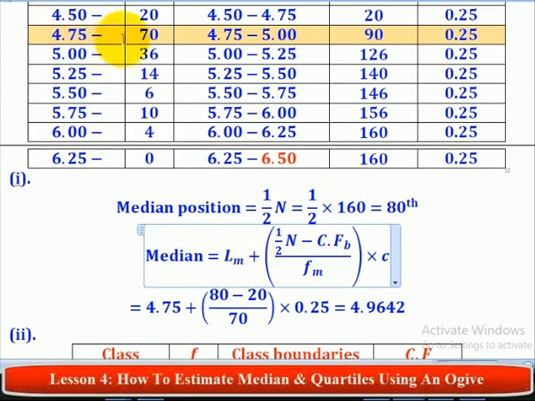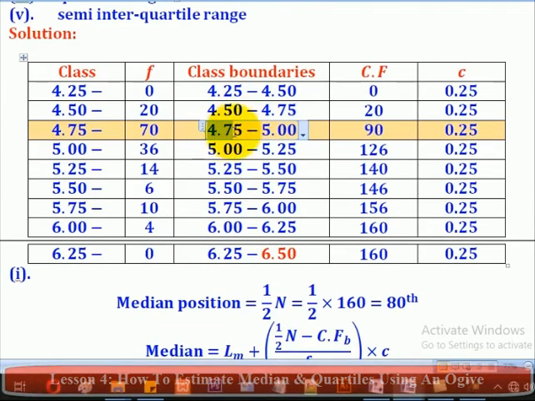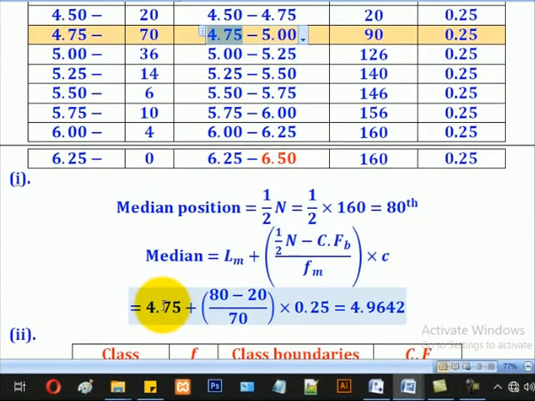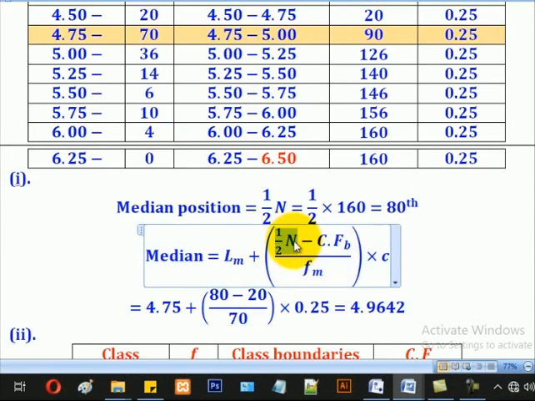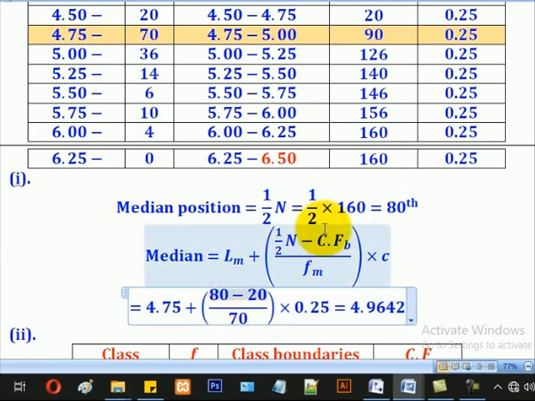So if this is the median class, go to the column of class boundary. Now this is the lower class boundary of the median class, so our LM will be 4.75. Then plus, in brackets, a half n. This one denotes the position of the median class, which is 80. Now you put your 80 there, minus CFB, a symbol to denote cumulative frequency before the median class.